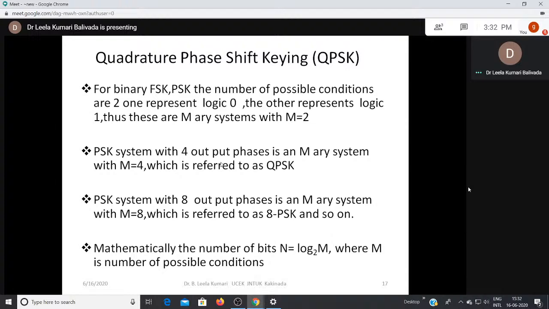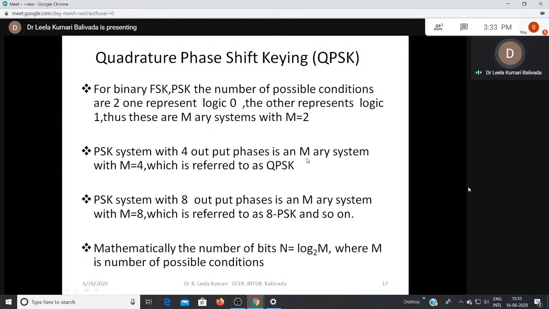Now, let us see another important bandpass transmission technique, that is quadrature phase shift keying, QPSK. Basically, for binary FSK, PSK, the number of possible conditions is 2, either 0 or 1. Therefore, these are M-ary systems with M equals 2. So, this is binary, with M equals 2 and N equals 1. That means each symbol is transmitted by means of 1 bit.